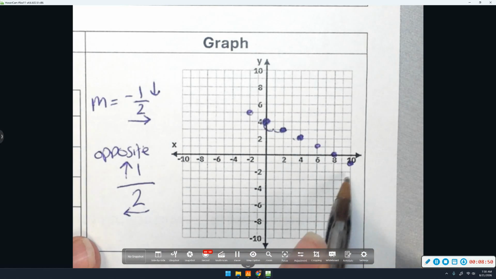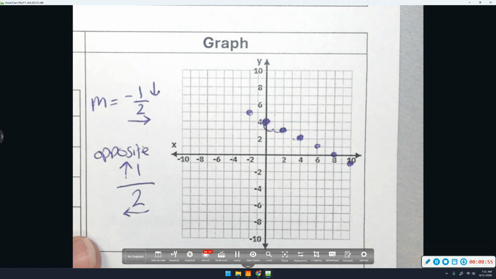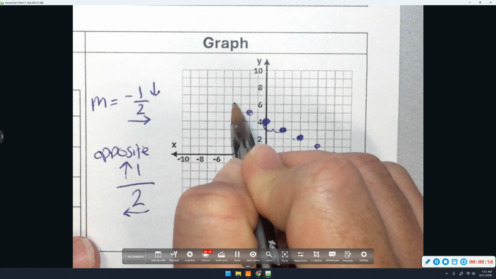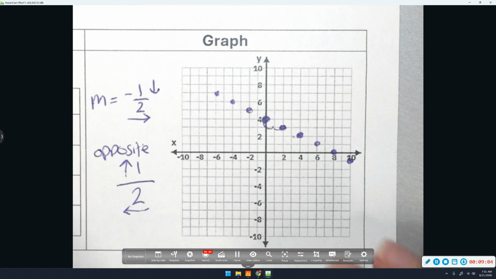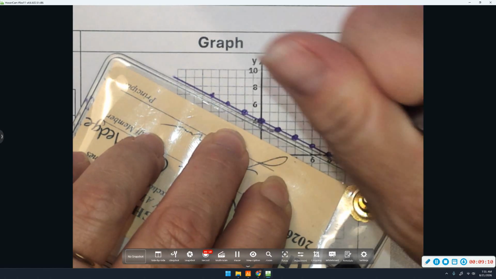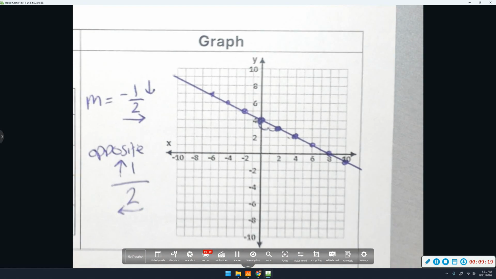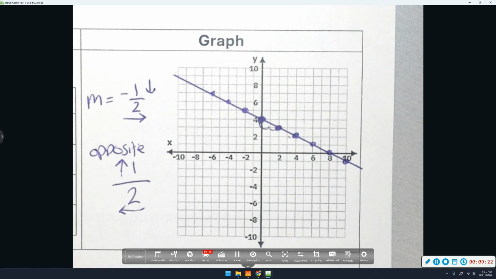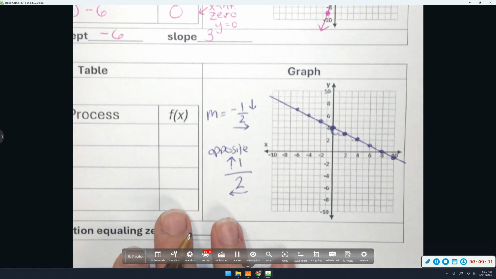Did it follow the straight line pattern? Yeah, so then we did it right. If it ever doesn't follow the straight line pattern, we messed something up, okay? So I can go up 1, left 1, 2. And I think that's enough points. So I'm going to use my straight edge, and we're going to connect the dots. Everybody okay with that? Okay, from there I'm going to fill in a table with that graph.